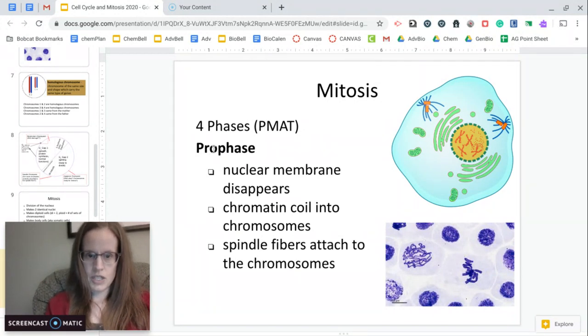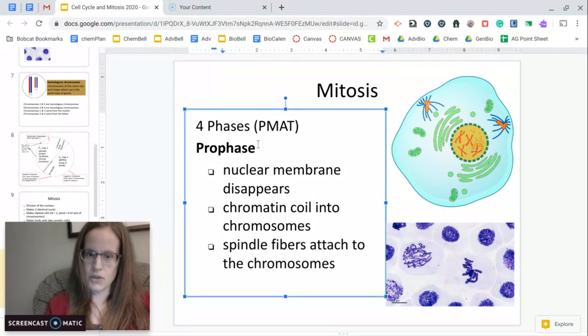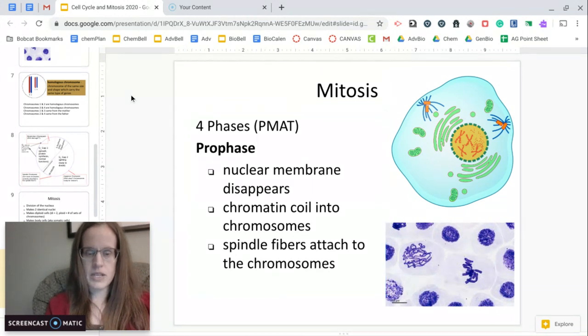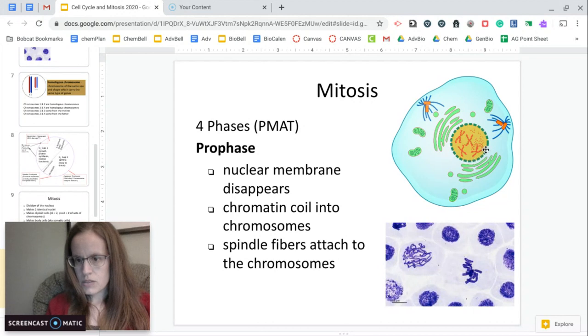Prophase is first. Pro means before, or first phase. A lot of things happen in prophase. You'll see if you read some textbooks, they break prophase down into multiple phases. The 4 basic things you need to remember is that this nuclear membrane starts to go away. So here it's shown as a dotted line because that nuclear membrane starts to go away. Remember, cell membrane on the outside.